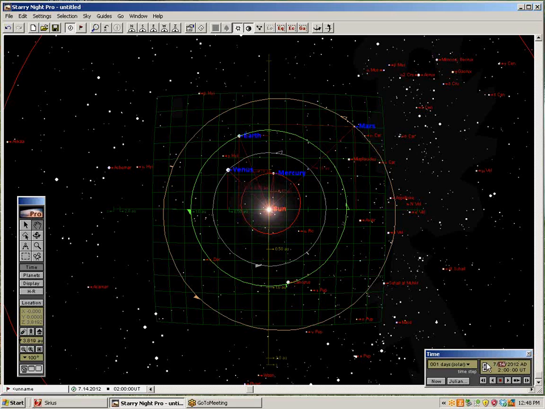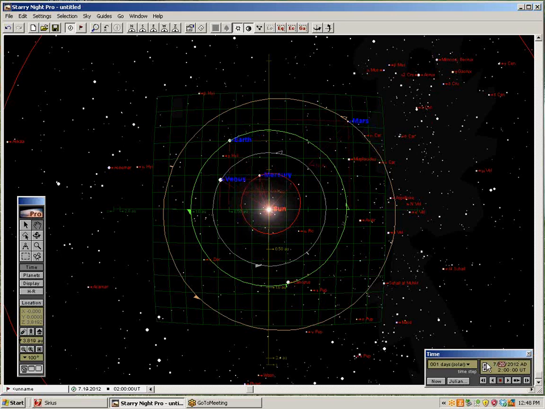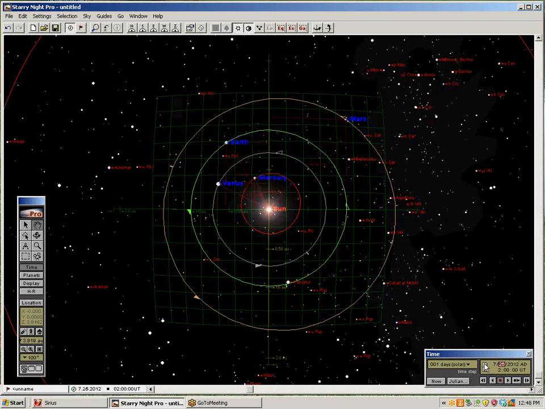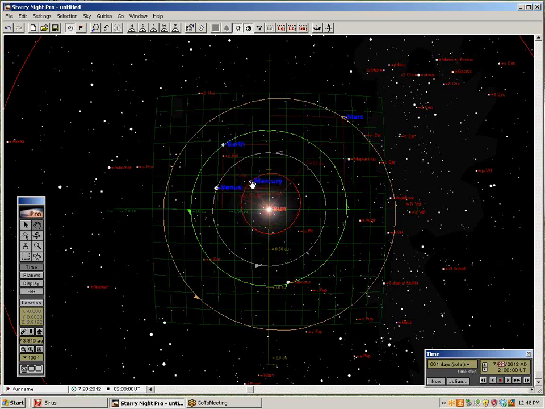Now I'm going to move this ahead to July 28th. Okay, this is the Inferior Conjunction. Now Earth, Mercury, and the Sun are all aligned, and this is the Inferior Conjunction of Mercury and the Sun. It's also conjoined Earth here, all on this plane. So Mercury is passing in front of the Sun.